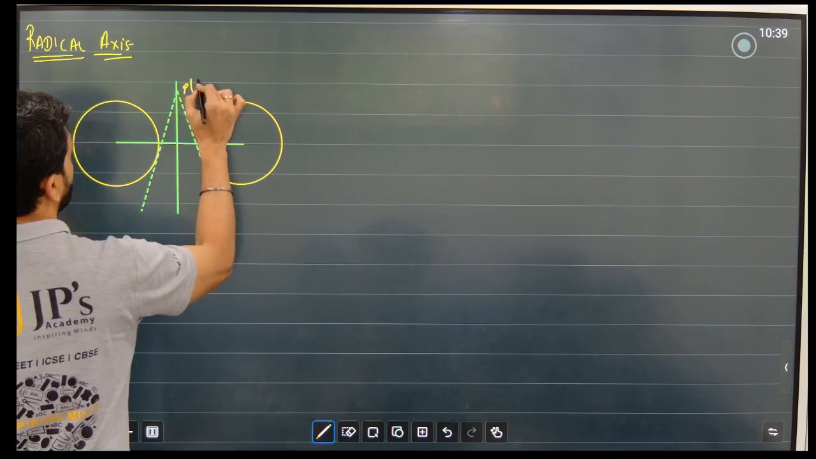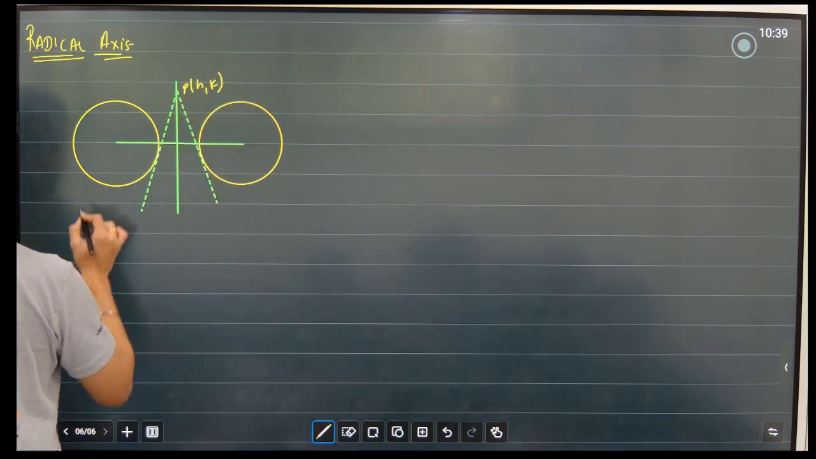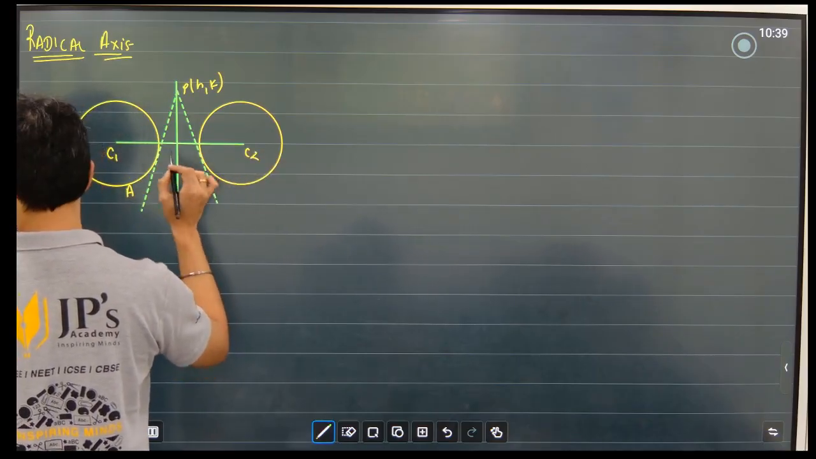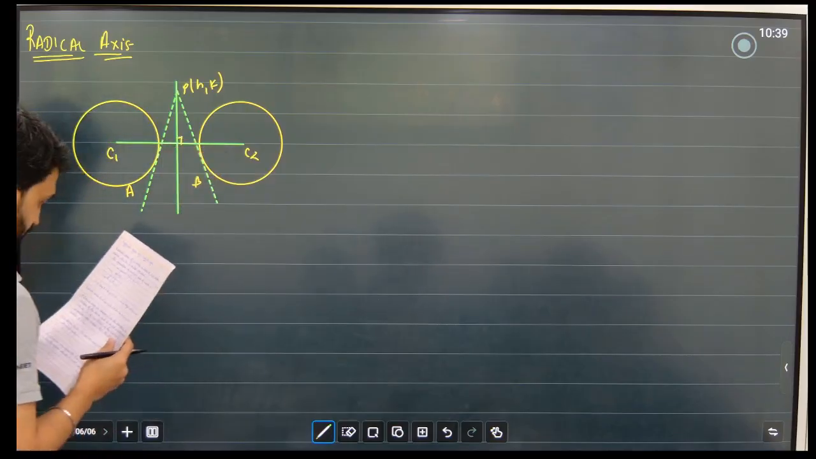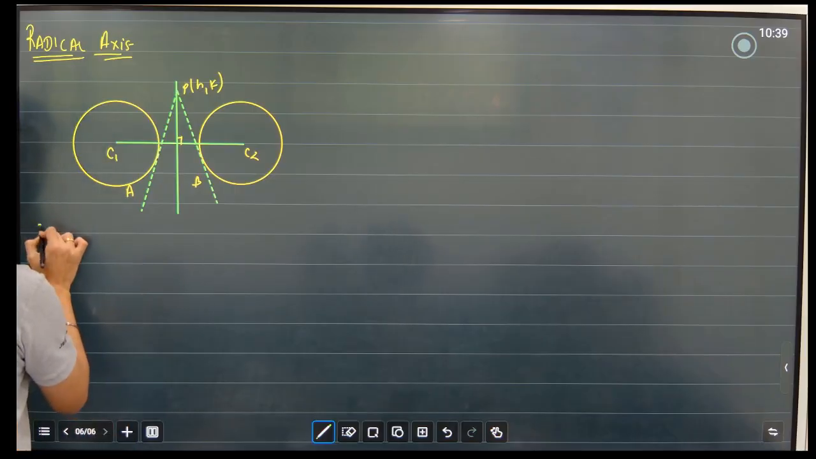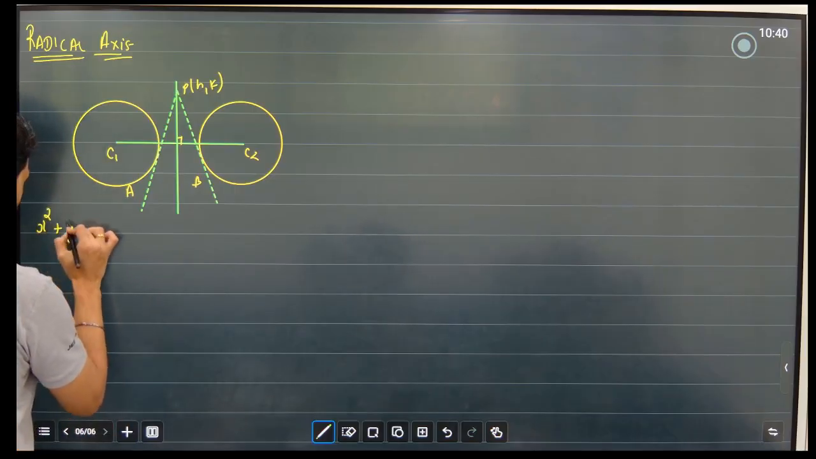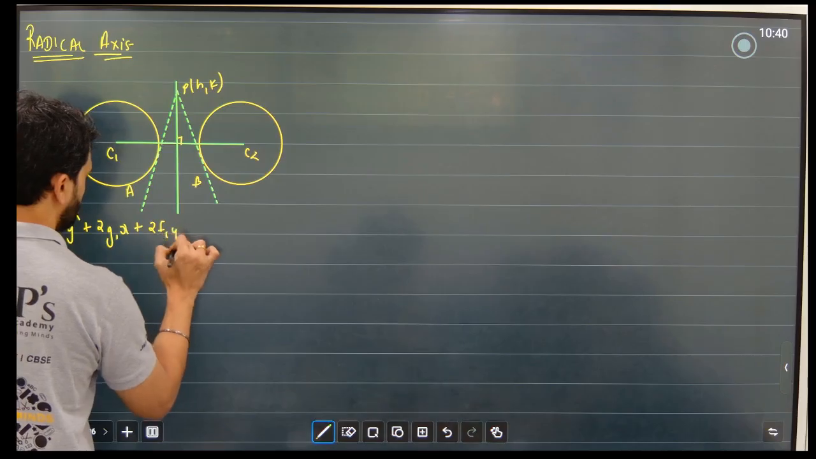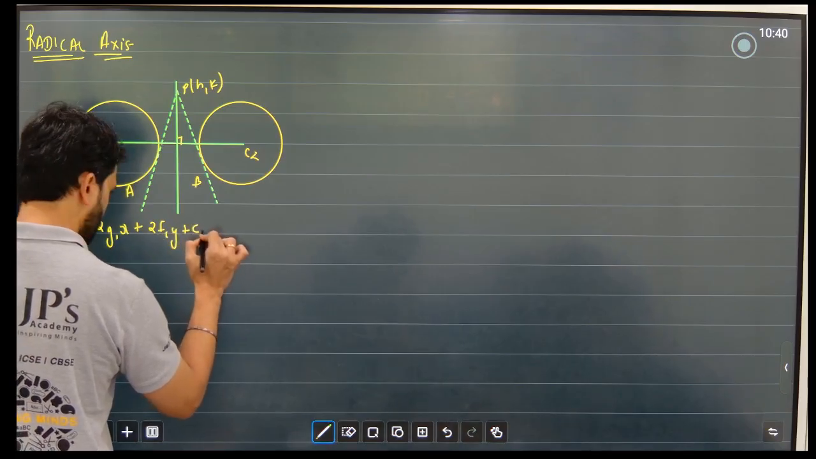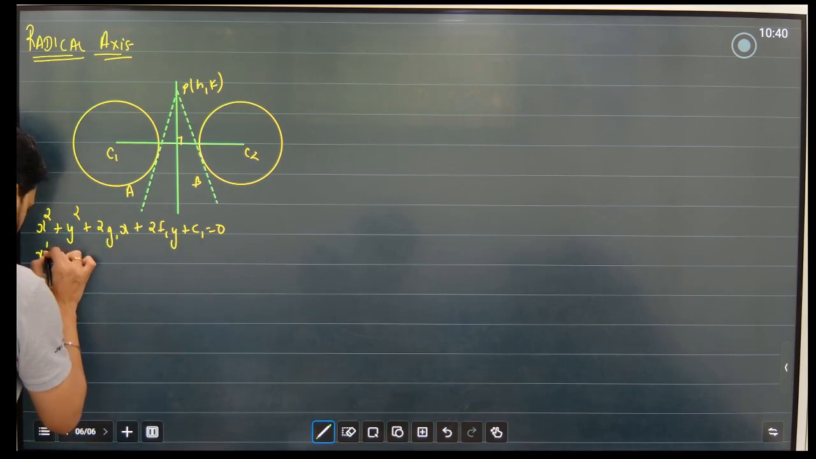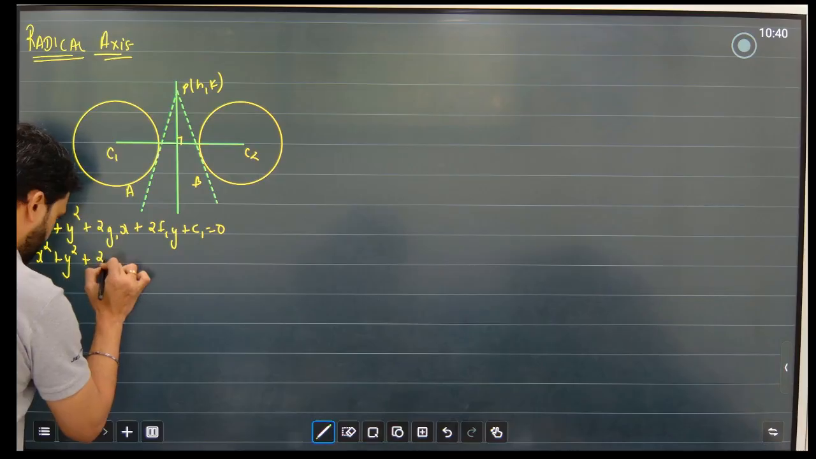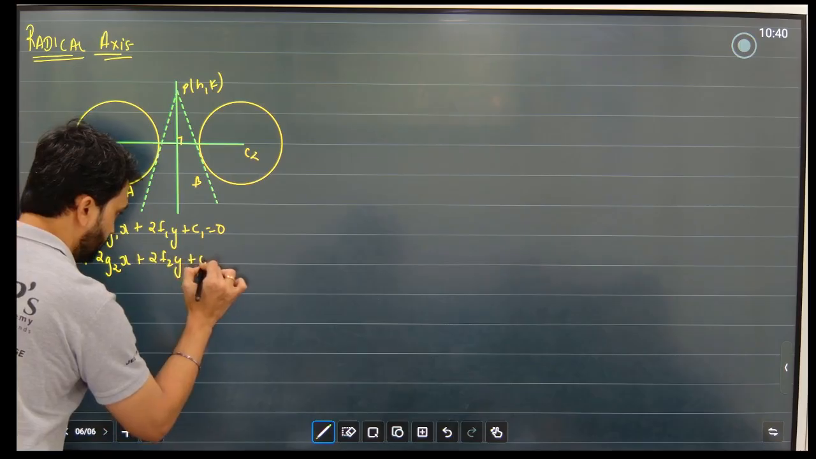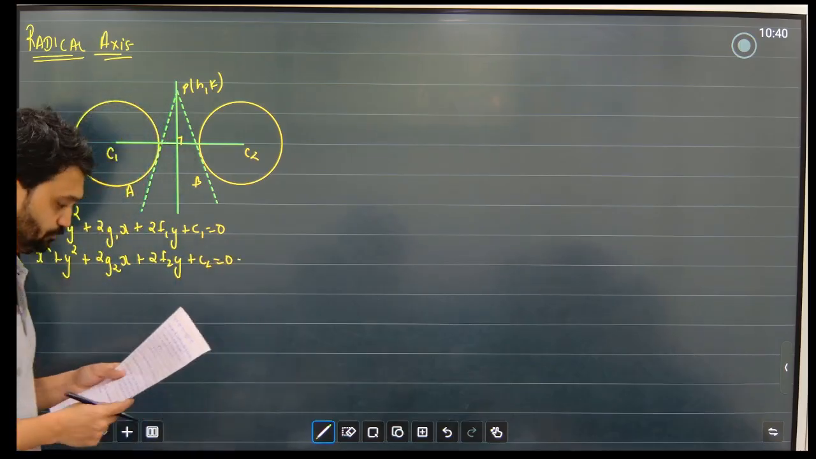I'll take the point as (h, k). This is C1, this is C2, touching at A, touching at B, 90 degrees. Now, let's take these two circles as x² + y² + 2g1x + 2f1y + c1 = 0. The second circle is x² + y² + 2g2x + 2f2y + c2 = 0.